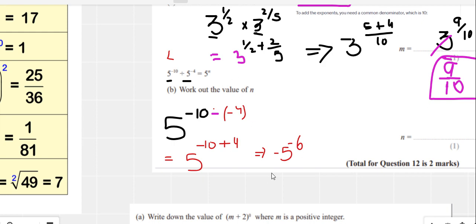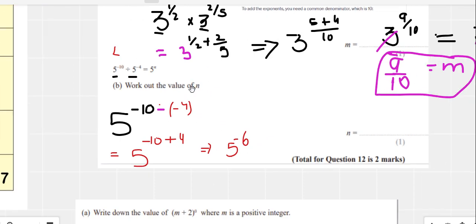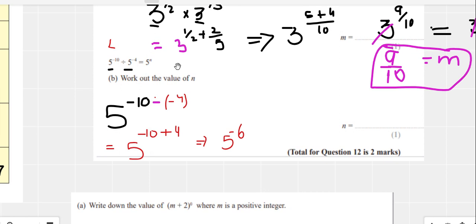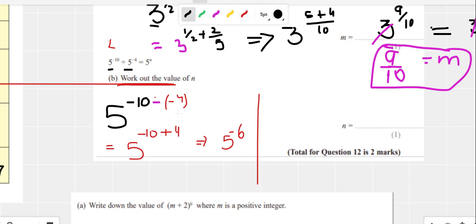Sorry, 5 has no sign here with it. Now we got minus 6 here. So what they were saying is, work out the value of n. Work out the value of n. So let me draw a line. We will do now 5 to the power of minus 6. I will write here in the same way now.